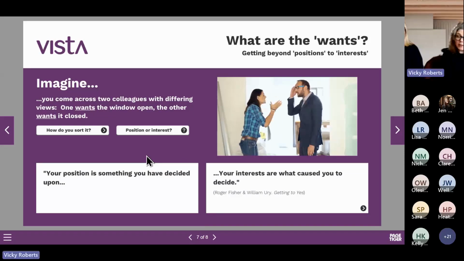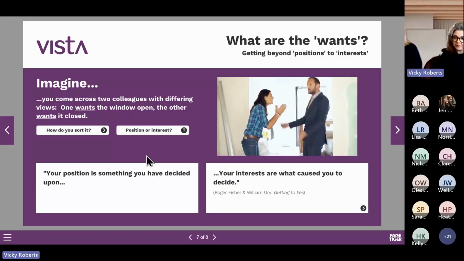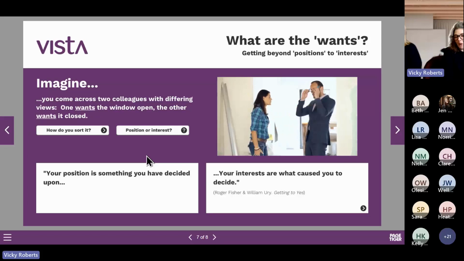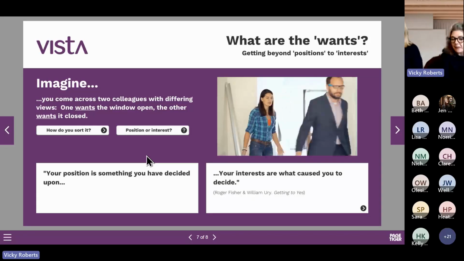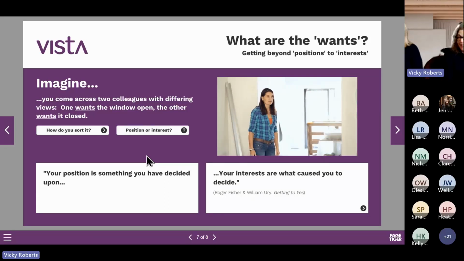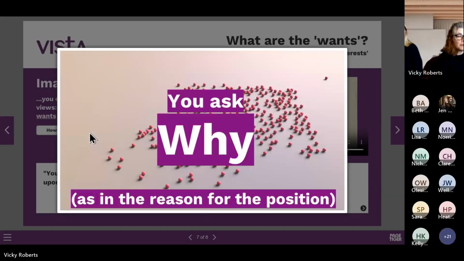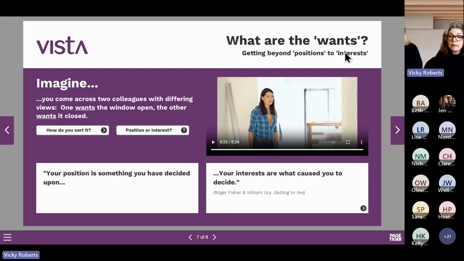You can see reptilian brains are going mad, can't you? They're locked in. They are locked in. Heather, find out the reason for each person's request. Fantastic. Absolutely spot on. You sort it by asking why. You're absolutely right. And what this is doing is getting from what's described as positions to interests.